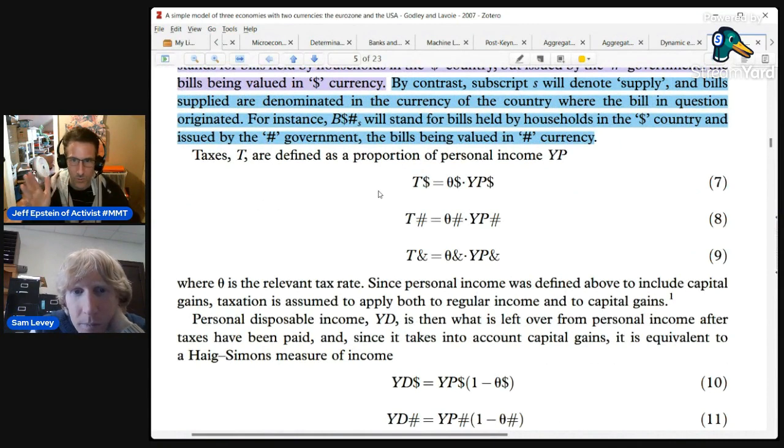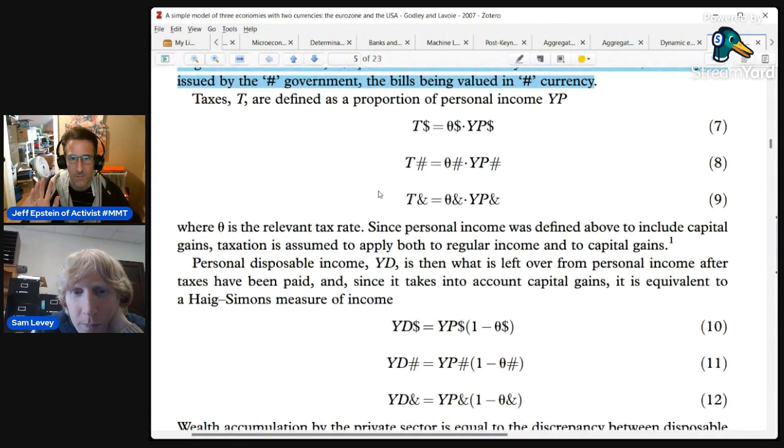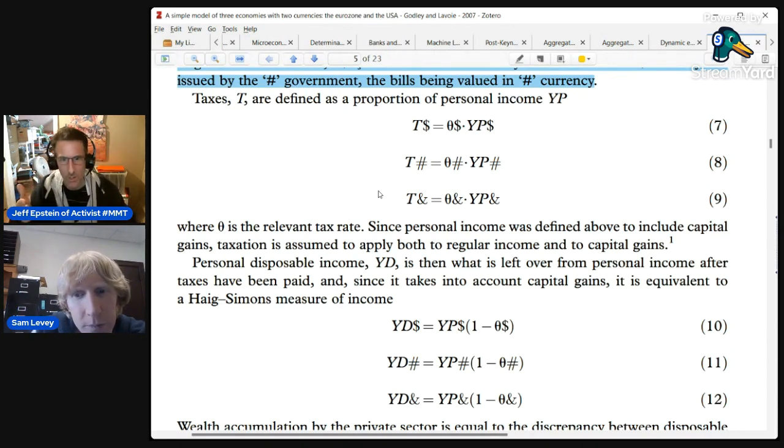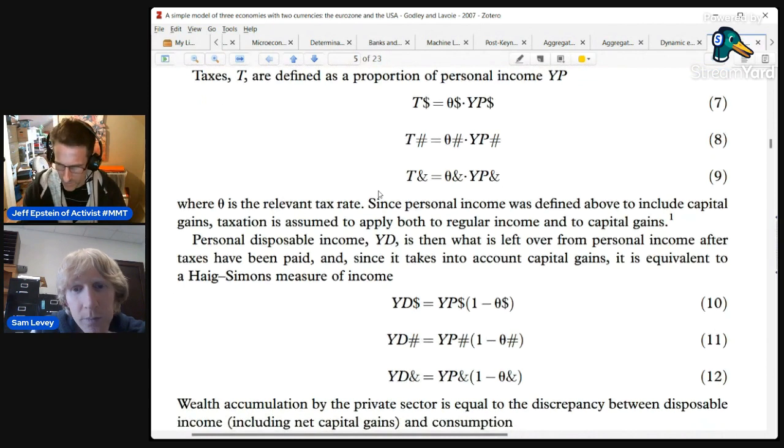So theta is the tax rate. So the percentage of your income equals your taxes. And then we can switch that around. So your disposable income is what's left over after you're taxed. So your income, I know that's what I wrote this down. It took a little brain busting to get that.